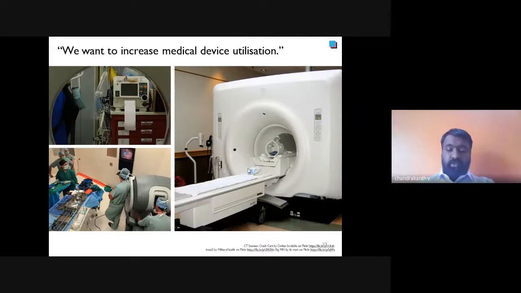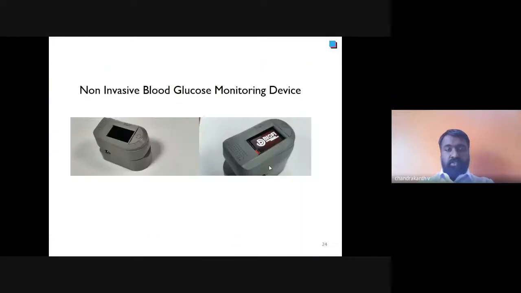As we are also working on biomedical devices, the main idea is to increase medical device utilization. So this is the device which we are working on. It's a non-invasive blood glucose monitoring device. You might have seen this kind of device already. It's a clip kind of thing, where you will be able to monitor your blood glucose.